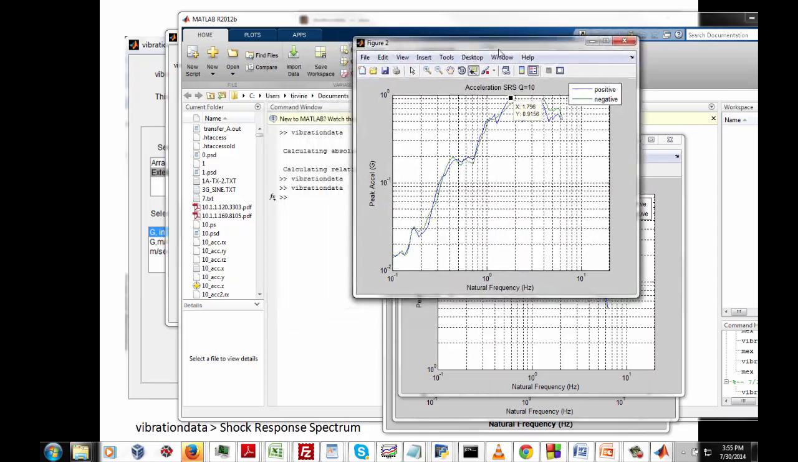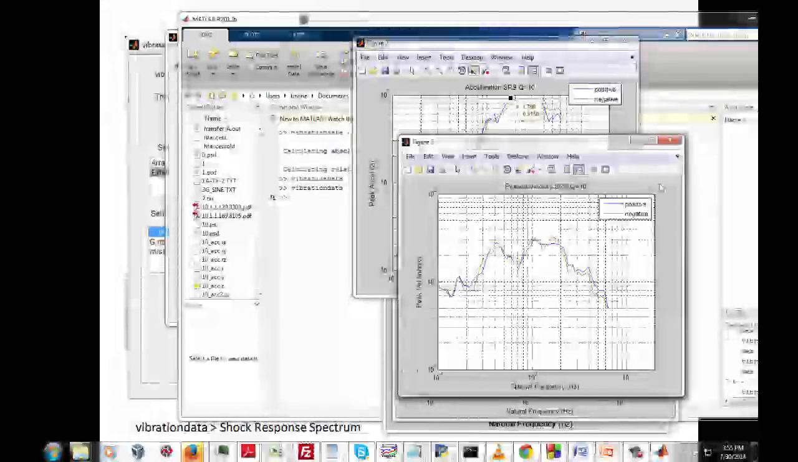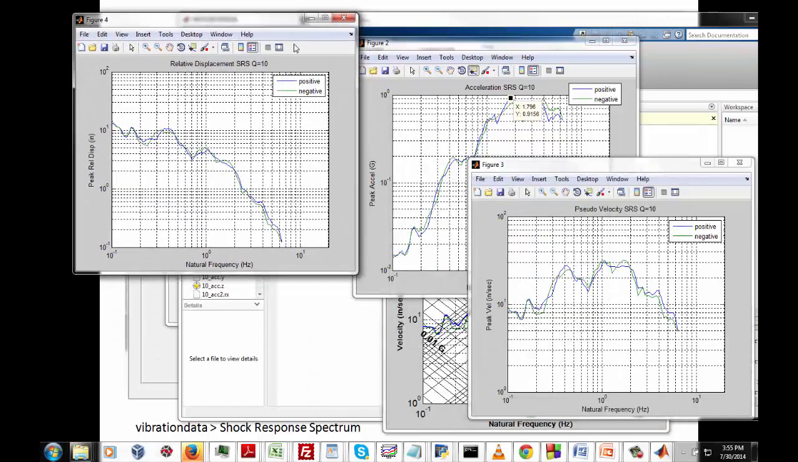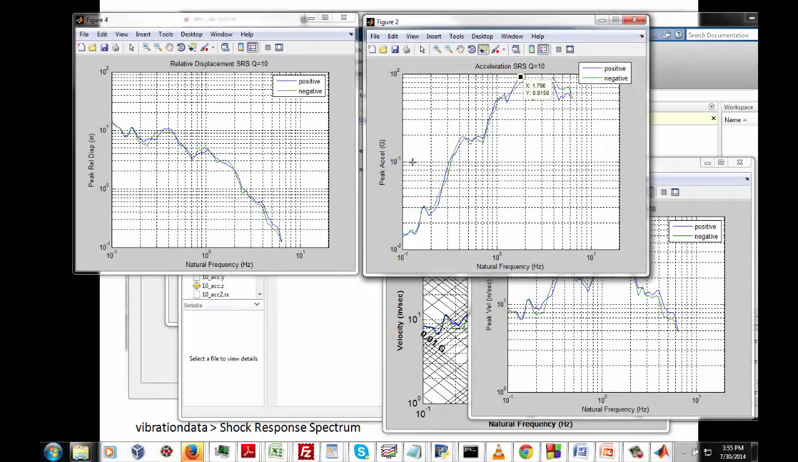Well, that's all well and good if acceleration is the only thing we're concerned about, but it's not. So let's say we got a couple other plots going on here. On the left-hand side, I've got relative displacement, again, SRS, noting Q is equal to 10. You have the peak relative displacement in inches and the natural frequency in hertz.